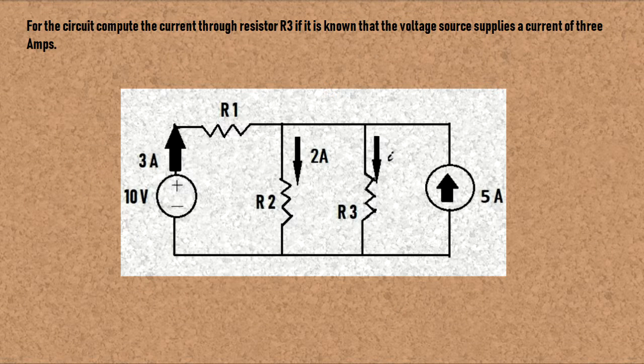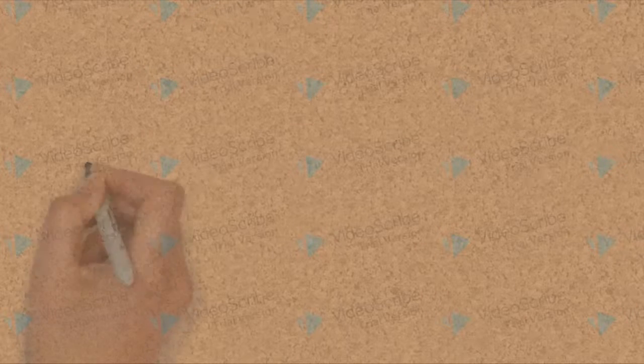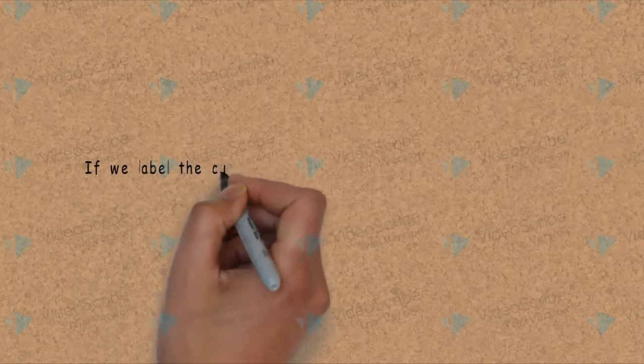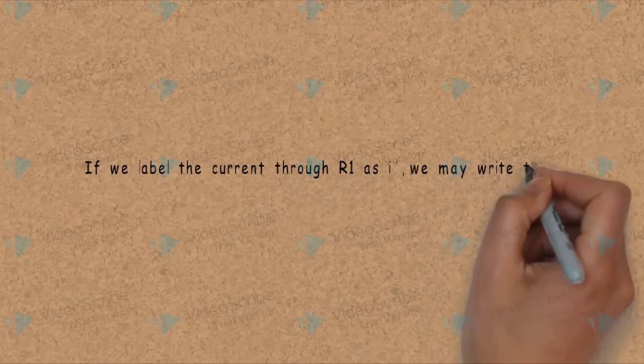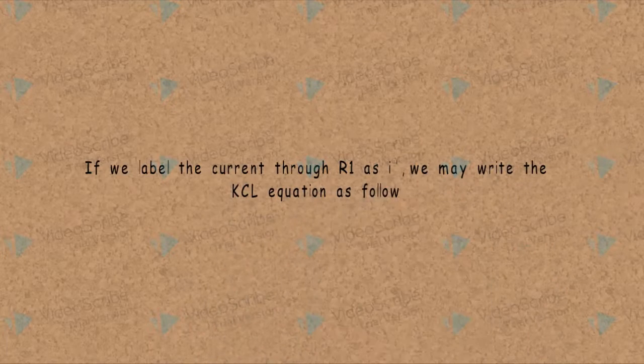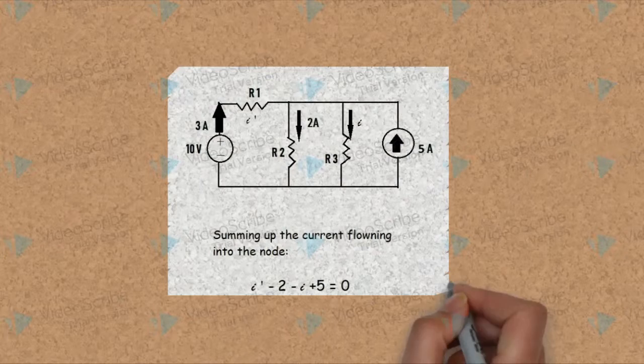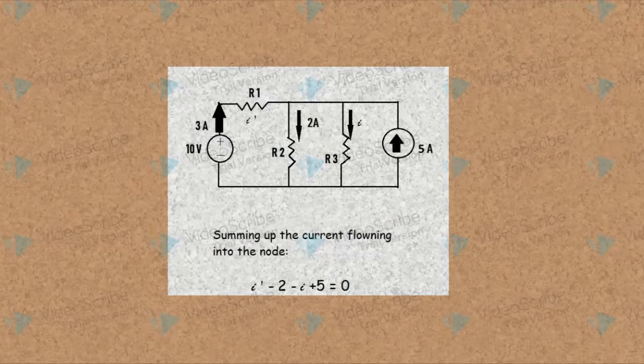Consider the following example. For the circuit, compute the current through the resistor R3 if it is known that the voltage source supplies a current of 3 ampere. If we label the current through R1 as I', we may write the KCL equation as follows. Summing up the currents flowing into the node, I' minus 2 minus I plus 5 equals 0.